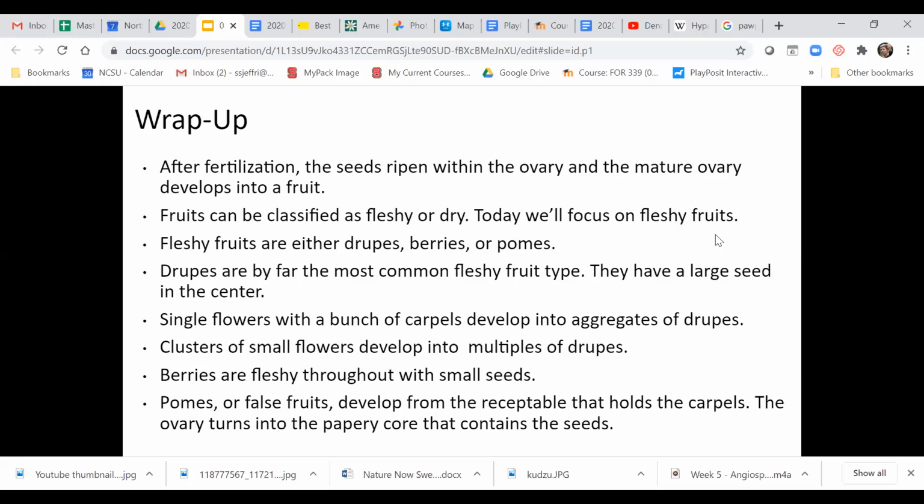And then finally, pomes or false fruits develop from the receptacle that holds the carpels. So the ovary turns into a papery core that contains the seed, and then it's surrounded by this fleshy receptacle that's often tasty and attracts dispersers of the fruit. So that's all I have for fleshy fruits. And next we'll talk about dry fruits.